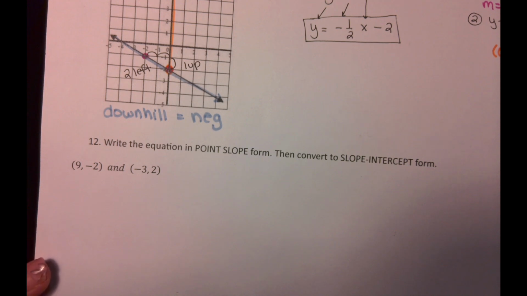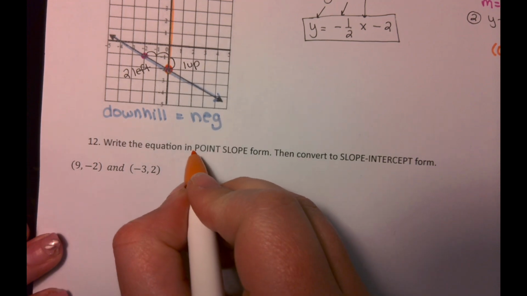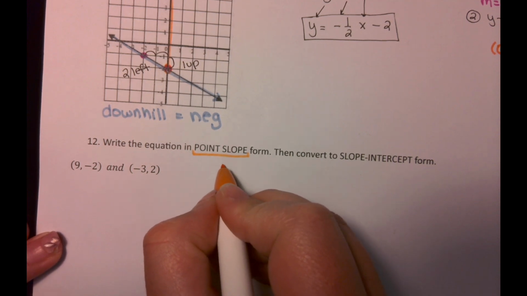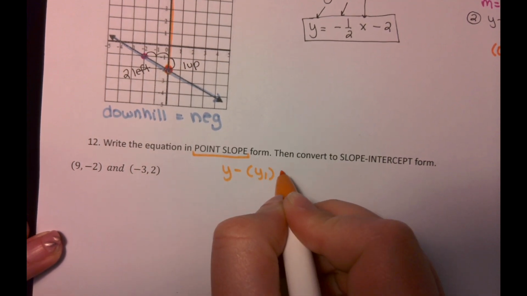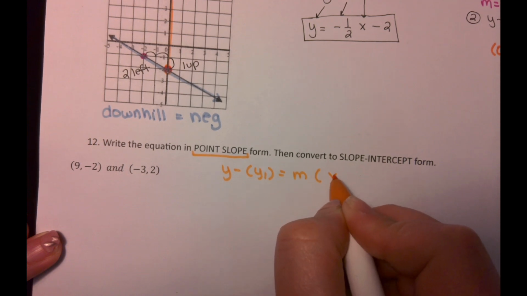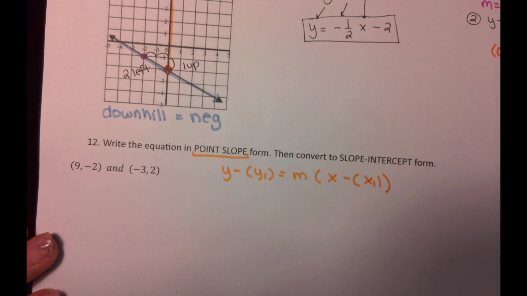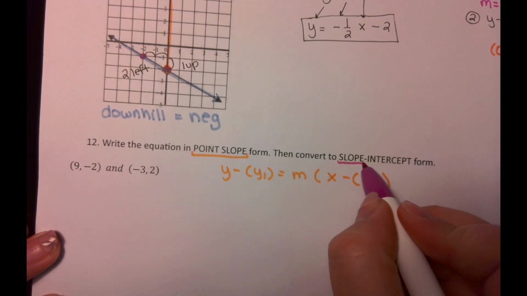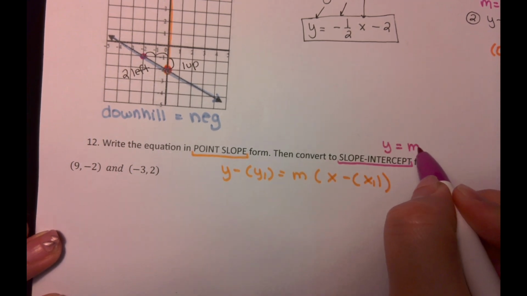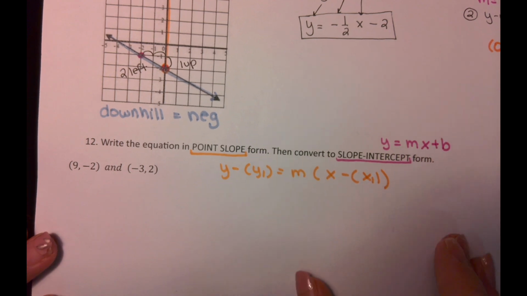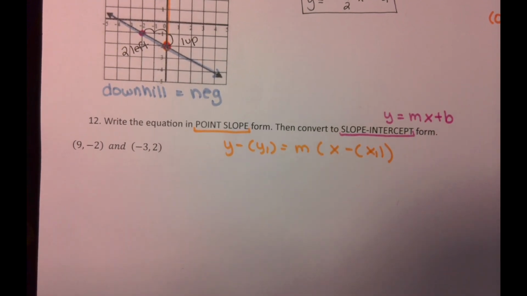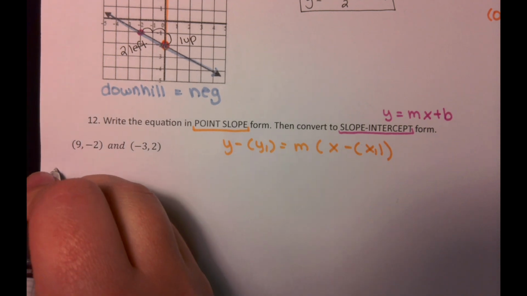Write the equation in point-slope form. Again, different format. Y minus y1 equals m times x minus x1. So they want us to write it in point-slope form and then convert into slope-intercept form. You have to have these formulas memorized. To write it in point-slope form, we do need a point and slope, m is slope, but notice they've given us only 2 points, so that means you have to solve for slope.